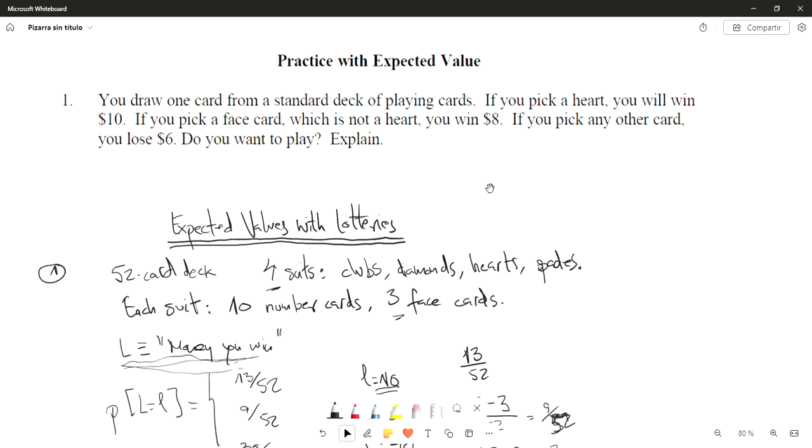So you draw one card from a standard deck of playing cards. If you pick a heart, you will win $10. If you pick a face card, which is not a heart, you win $8. If you pick any other card, you lose $6. Do you want to play?